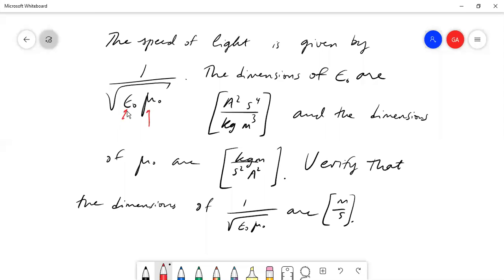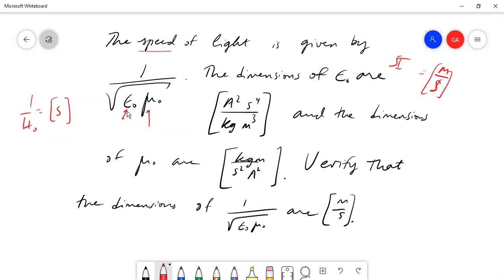And I want to verify with you that, similar to how 1 over the Hubble constant gave us something in seconds, right? Gave us a dimension of seconds. I want to verify with you that this thing should give us a dimension of speed. And what is the dimension of speed in SI? Meters per second. Very good. So let's verify that this thing gives you dimensions of speed.